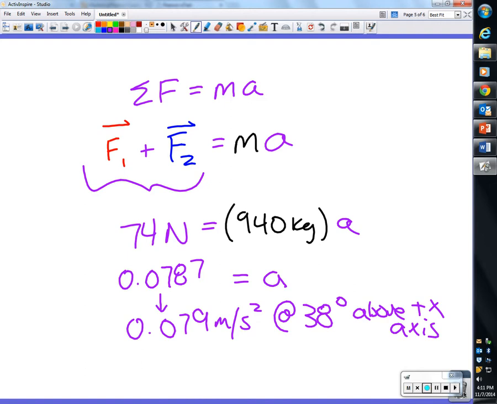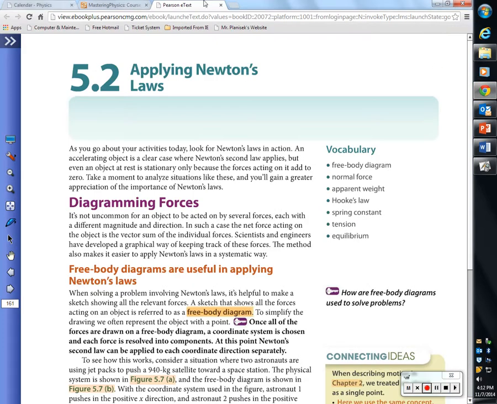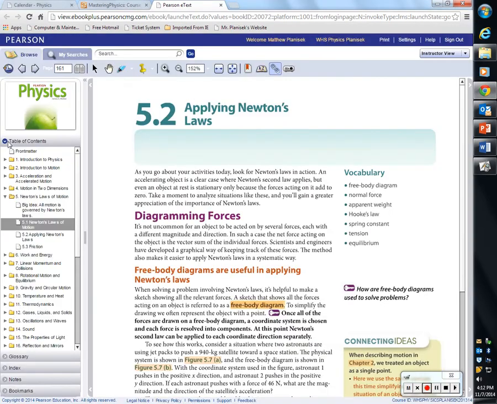The next example that I wanted to do, I'll probably run the whole way through. This is actually from your homework assignment for tonight. It's from the end of chapter 5 in your book, so let me get there real quick.